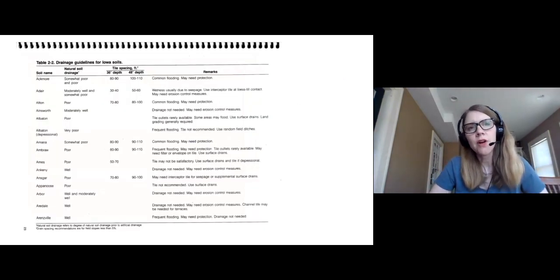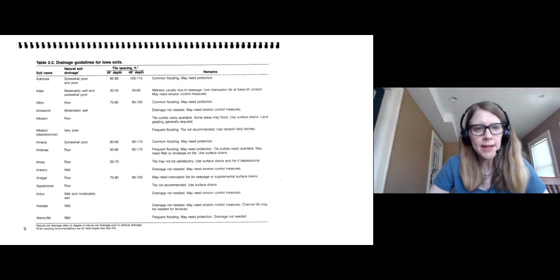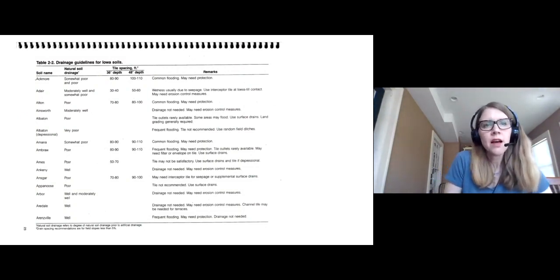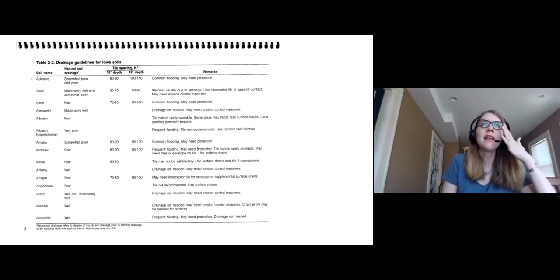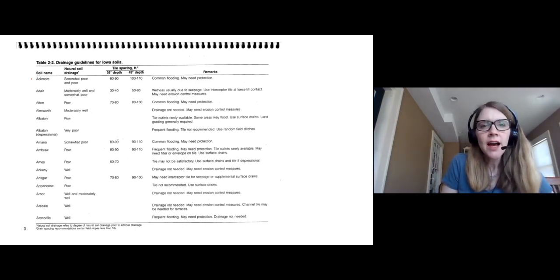So here's an excerpt from the Iowa Drainage Guide that gives drainage recommendations by soil series. Here they're all in alphabetical order. So for instance, this Amana soils, the natural soil drainage is somewhat poor. It also commonly experiences flooding, so the drainage guide will tell you might need to think about protecting that soil from flooding.